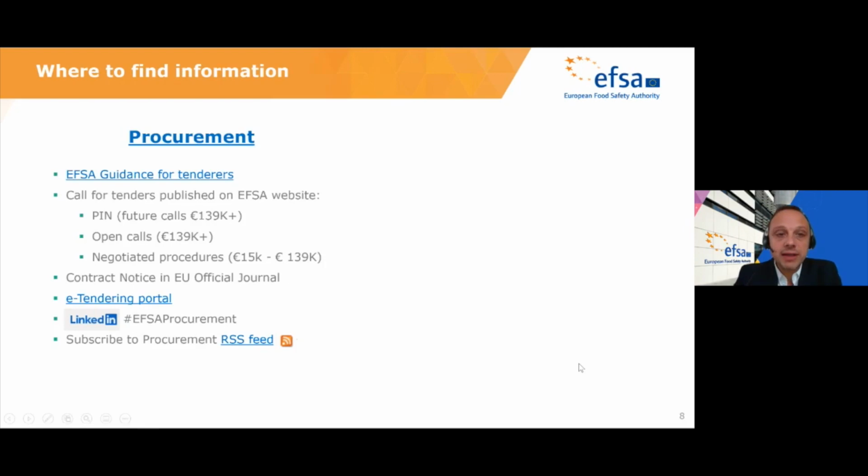So where to find the information? Let's start from procurement. We have a very detailed guidance. It's called EFSA Guidance for Tenders. We will see in a minute where this can be found on our website. There you will find the exact list of the countries that can apply, and also full details about the procedure type, how to apply, and the rules that are applicable to each procurement.